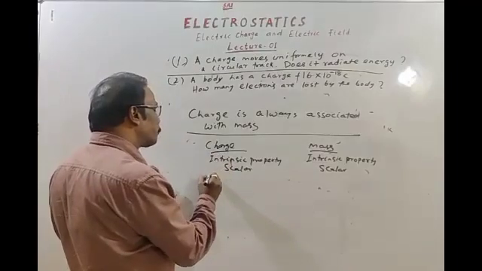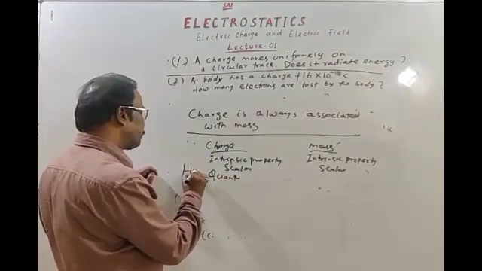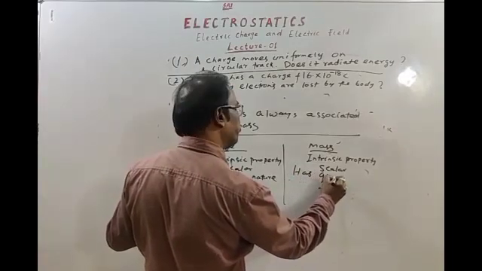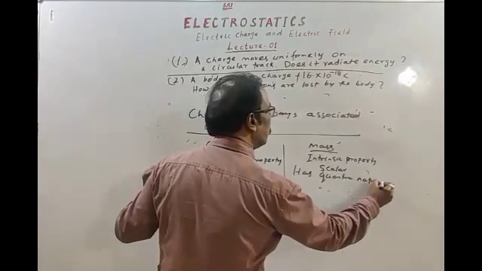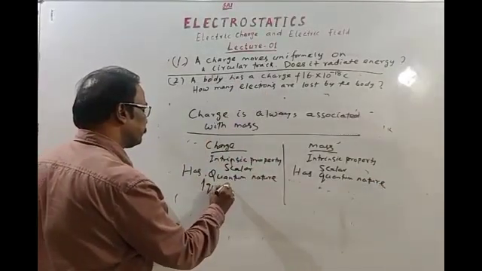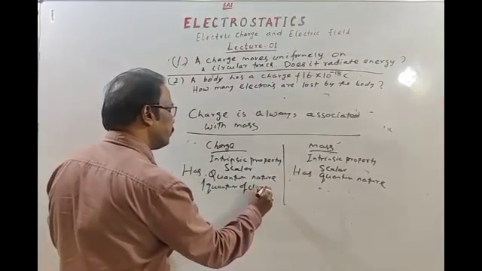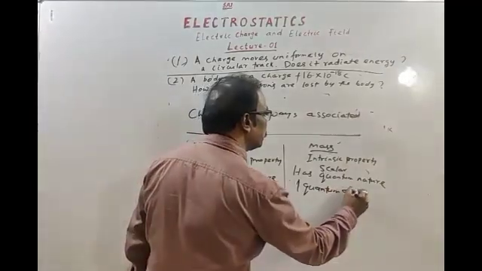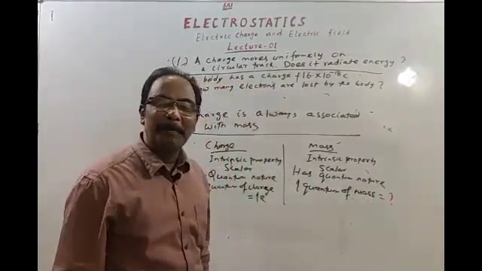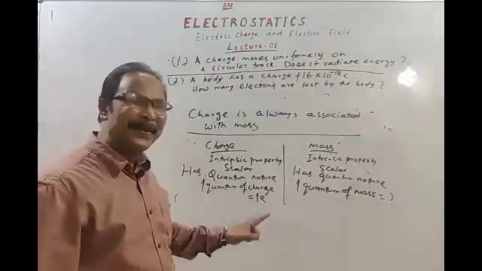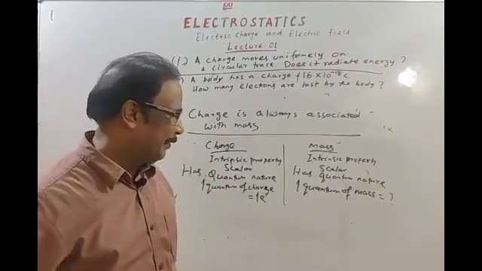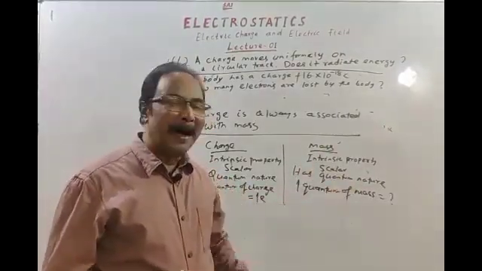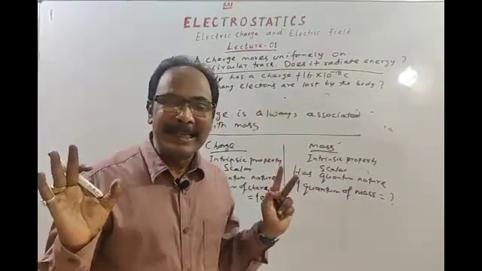Charge has quantum nature. Mass also has quantum nature. But one quantum of charge is equal to the charge of one electron, the minimum amount of charge for free existence. But one quantum of mass, I don't know, because one quantum of mass is yet to be found. It's not found till now.